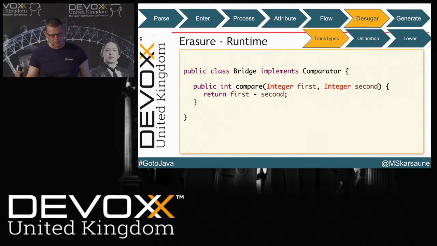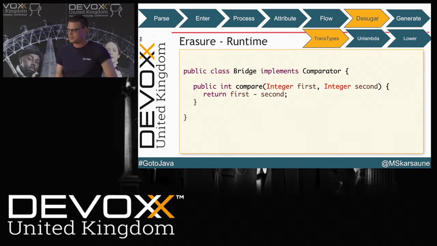The problem is that when we have type erasure, it's still a Comparator as before, but now we have a compare method here with integer parameters, and the compare method should have object parameters. Does anybody know what the compiler does in this case?